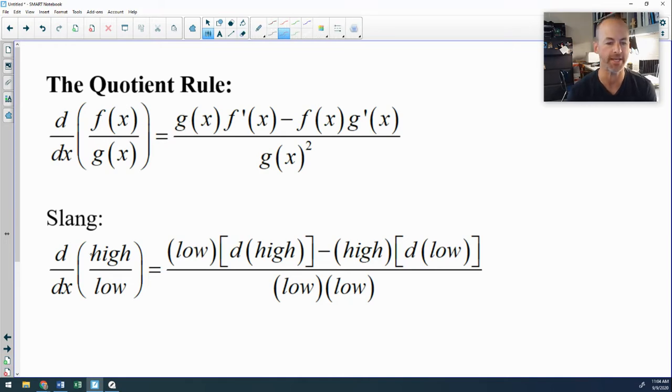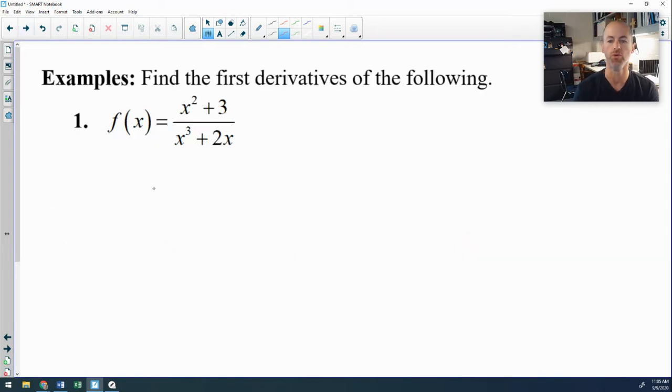The slang saying that is often associated with the quotient rule is where you call the numerator the high function and the denominator the low function, and then it can be read, the quotient rule is low d high minus high d low over low low. Kind of fun to say. And the d high just means derivative of the top function. High d low means the derivative of the low function. So same thing that I have up here, just written in a kind of cutesy little way of remembering it. So let's do a few examples of the quotient rule.